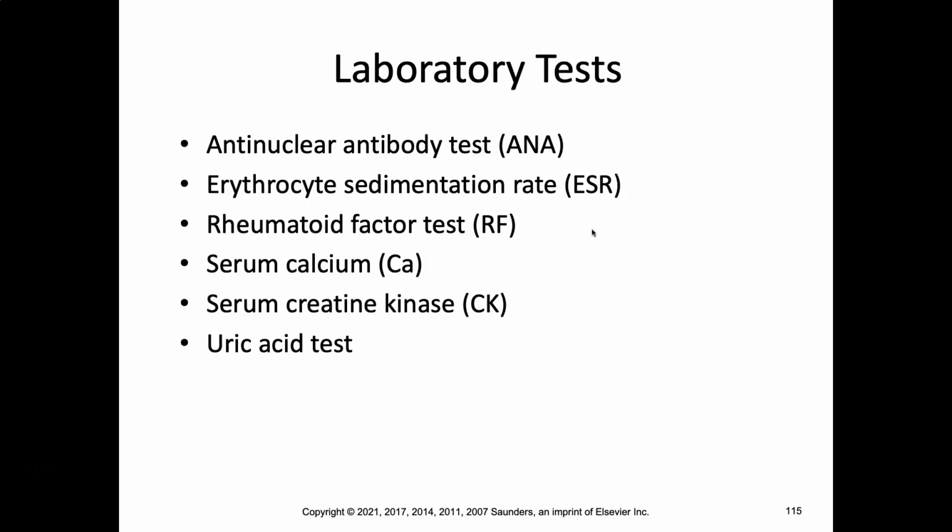So lab tests, there's not very many. And if you notice, none of these are really direct muscle type tests, or bone, ligament, or joint. The closest to it has to do with the erythrocyte sedimentation rate, or maybe the rheumatoid factor test, or looking at the serum calcium level, or uric acid tests. They're really looking at things that are around that may be impacting the musculoskeletal system.